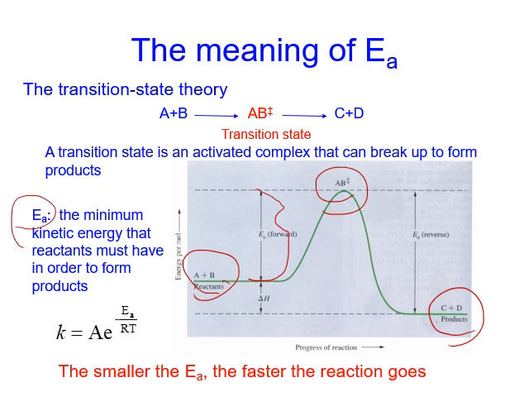The energy between reactants and the transition state is called activation energy. This is the minimum kinetic energy the reactants must have in order to form product. In other words, reactants must overcome this energy barrier to become product. Not all molecules have enough energy to overcome this energy barrier. Suppose you can reduce the energy barrier, in other words, you have a smaller activation energy. Then more molecules will have enough energy to overcome this energy barrier, and the reaction goes faster. So the smaller the activation energy, the faster the reaction goes.